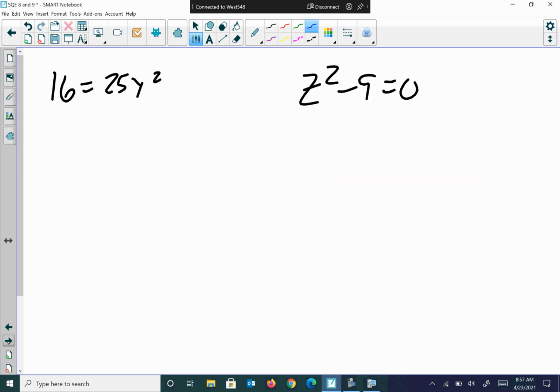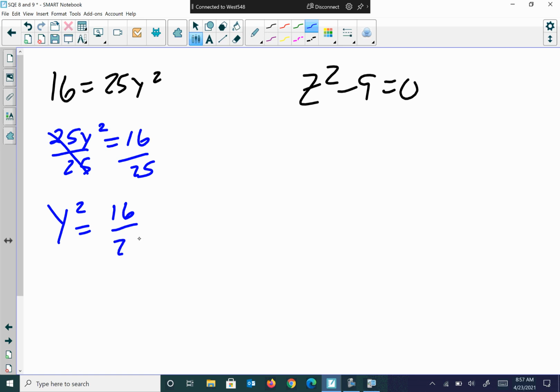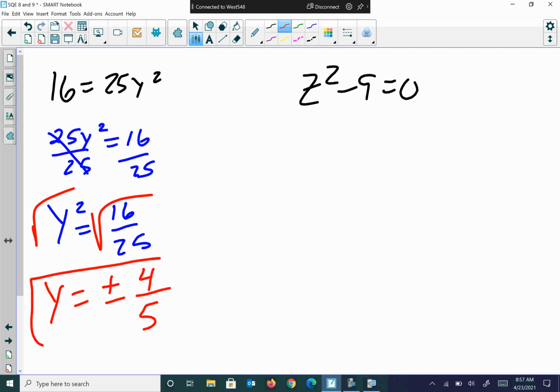All right. Ooh, this one. So I'm going to flip this over because I don't like having the y on the wrong side. I'm going to divide each side by 25. Then I'm going to do what to both sides? Square root. Don't forget the plus minus. Square root of 16 is 4. Square root of 25 is 5. Plus or minus 4/5. Done.